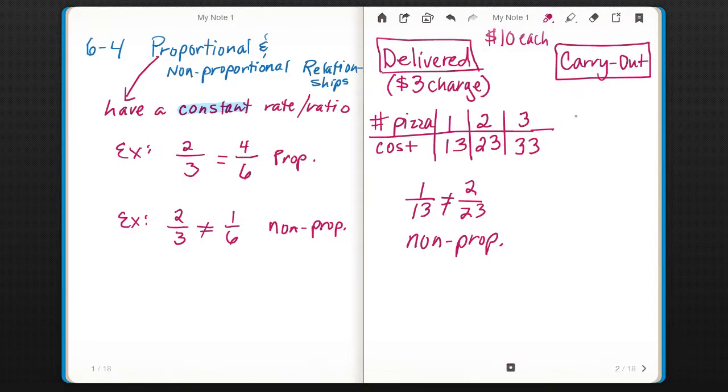Now, what's going to be different about carry out? Izzy? You don't have the $3 charge for the delivery. Right, you don't have to pay that $3 charge. So I'm kind of running out of room, so I'll squeeze it up here. So here would be our number of pizzas, and then our cost.